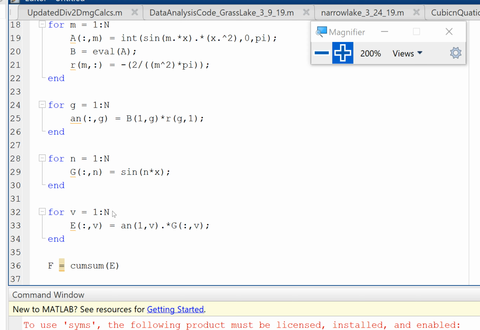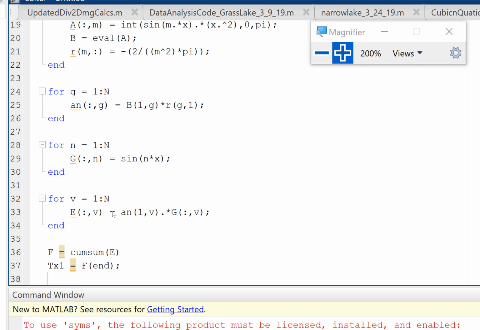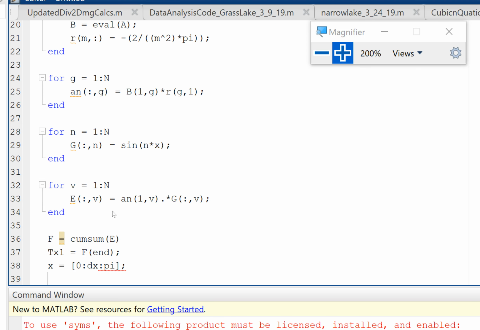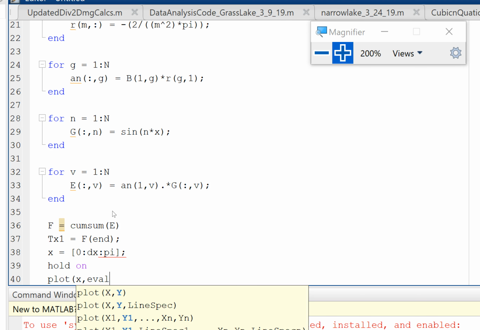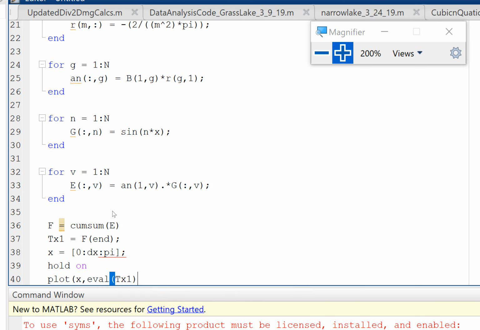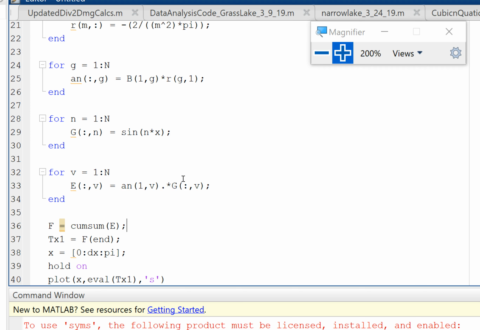So what we need is the last value. And then now we can define what x is. And we can say, hold on, and we can now plot x versus eval of tx1. And let's do squares. It should line right up. Actually, you can put a semicolon on that now. It should line up right with that bell curve.